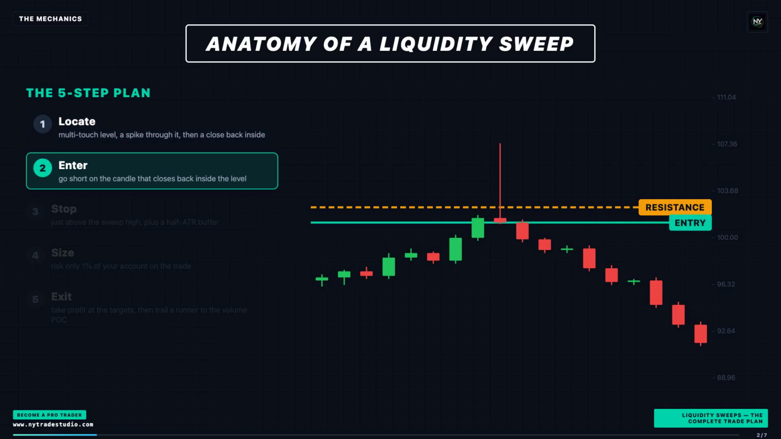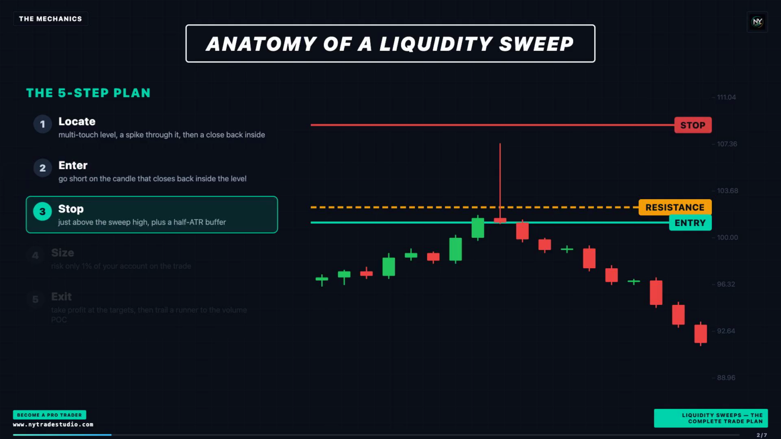Step 2. Enter. You go short on the candle that closes back inside. Not on the spike. You wait for the close. The green line is your entry. Step 3. The stop. It sits just above the sweep high, with a small buffer of half the average true range. If price climbs back above that line, the sweep failed and you are out. That is the red line at the top.